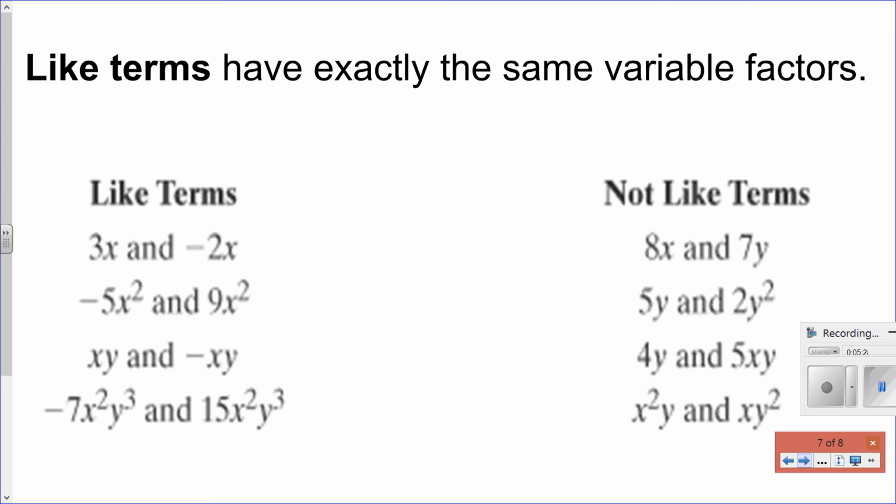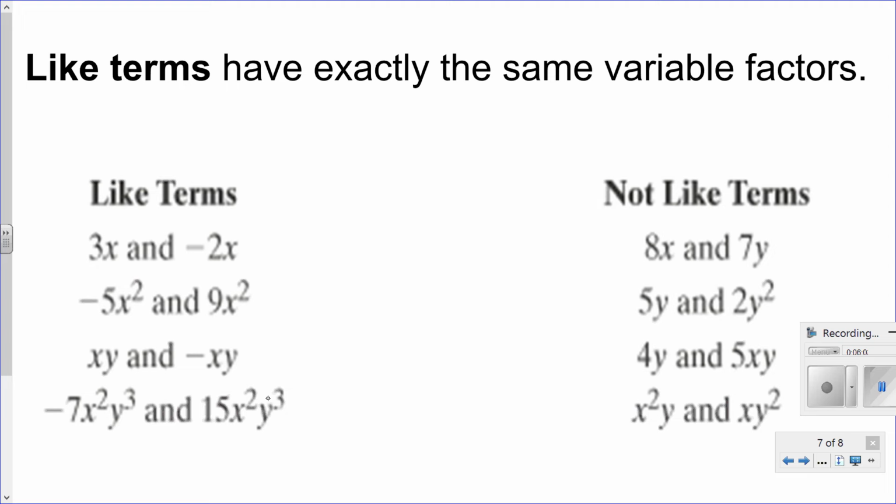And finally, like terms have exactly the same variable factors. So what I want you to do is copy down these like terms and not like terms. For example, 3x and negative 2x, both of them have a variable x, so those are like terms. Both of these two terms have x squared in them, so those are like terms. Both of these two terms have xy. And be careful, because sometimes you'll have the same variables, but they also have to have the same exponents. So x squared y cubed, x squared y cubed.